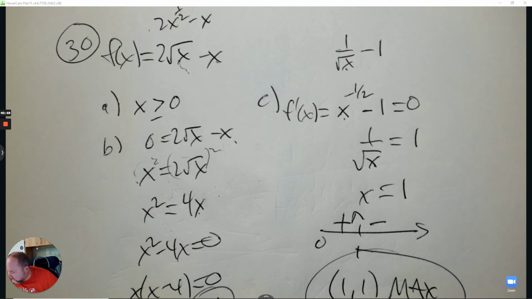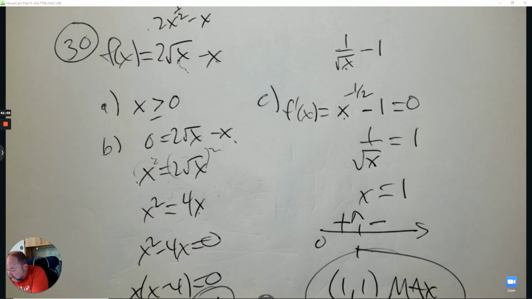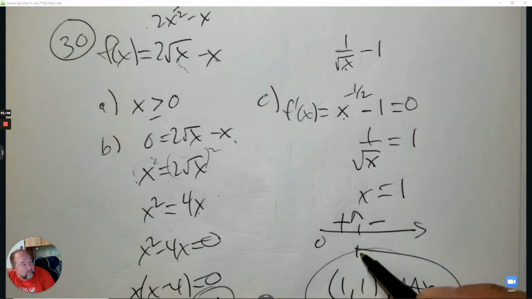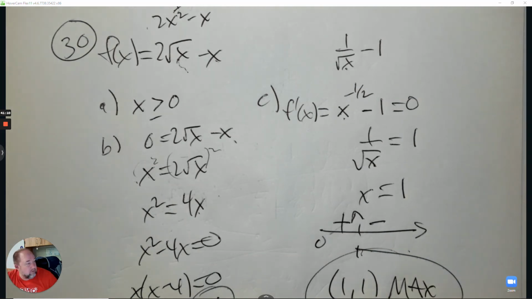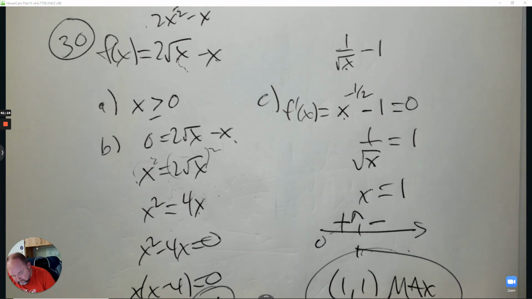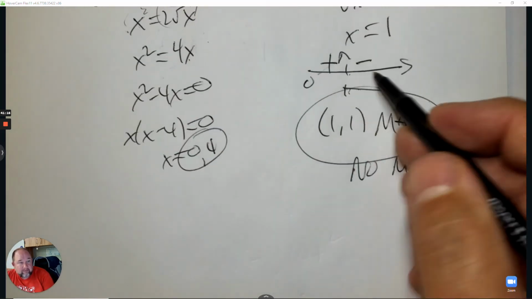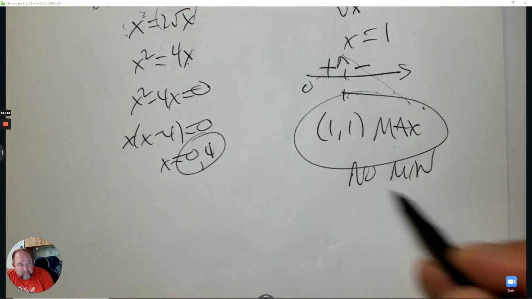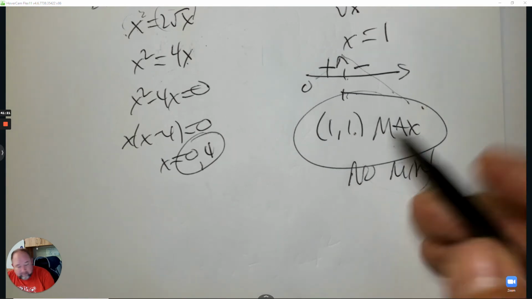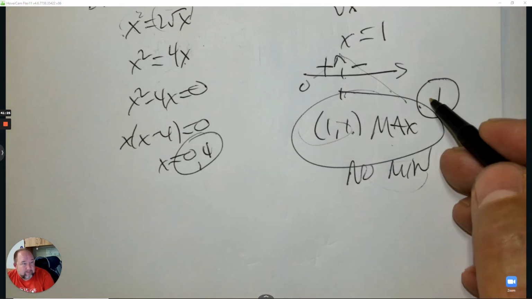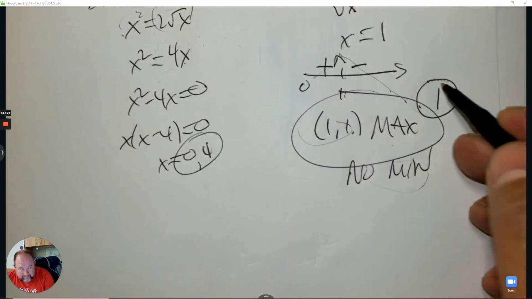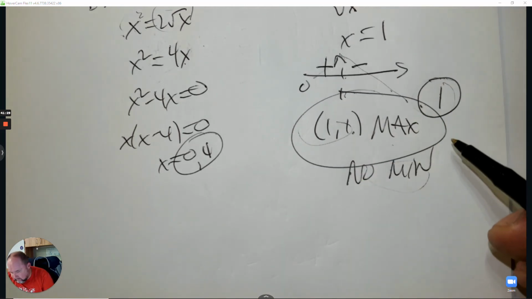D. What's the minimum value of it? So the maximum value is 1. It goes up and then it goes down. I don't know if there's a minimum. There's no minimum value, because it just goes down forever. So it goes down to negative infinity. So there's no minimum value, but there is a maximum value. So the actual value 1 is the answer. The point is 1, 1 for the relative maximum, but the maximum value of the function is positive 1.